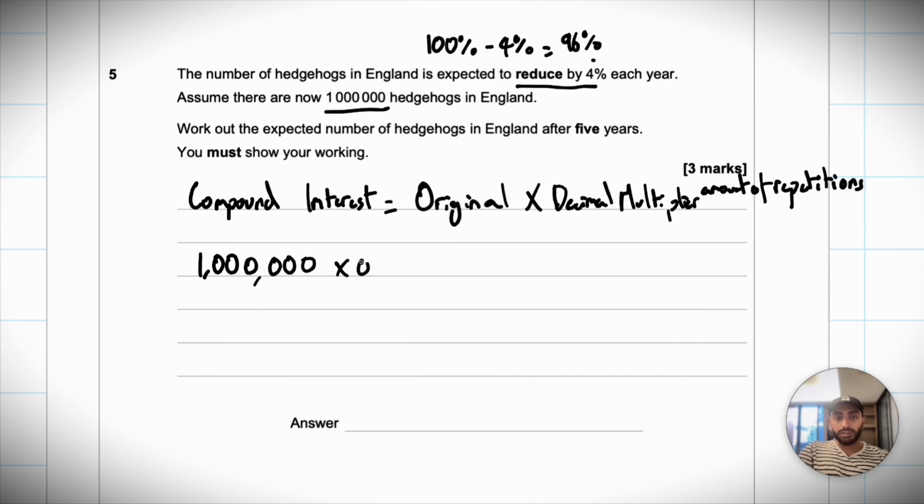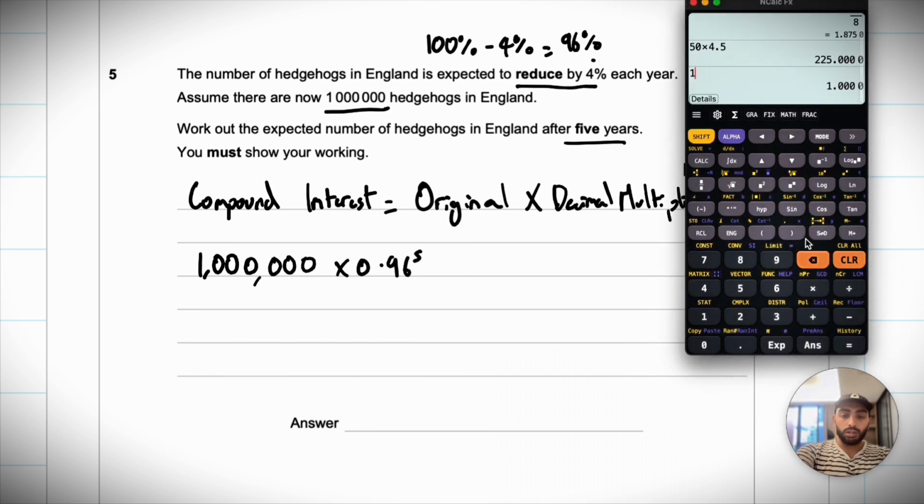So we're multiplying by 0.96 and it's after 5 years. So it's going to repeat 5 times, 0.96 to the power of 5. So we're doing 1 million times 0.96 to the power of 5. That gives me an answer of 815,373.